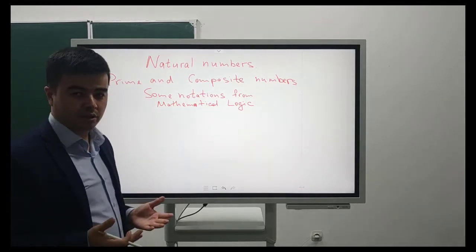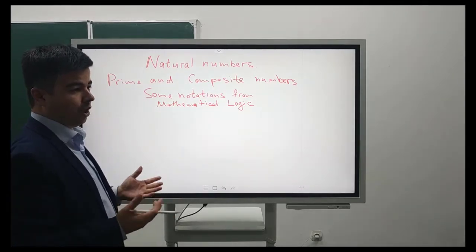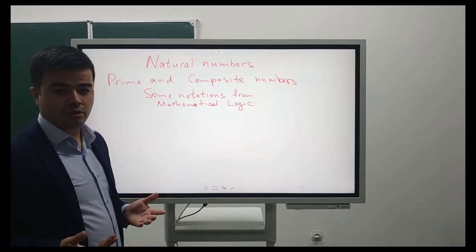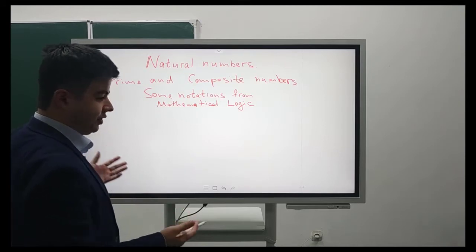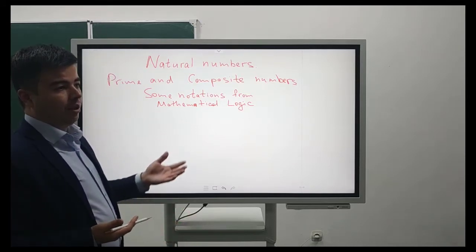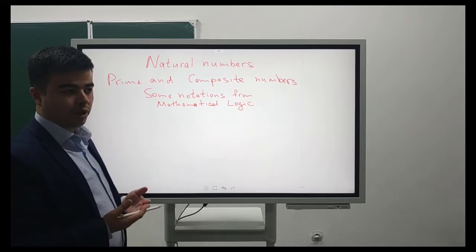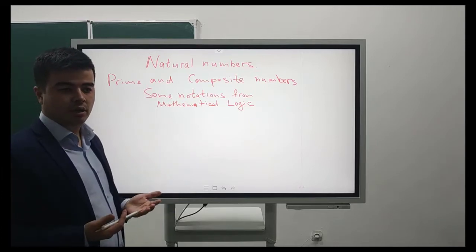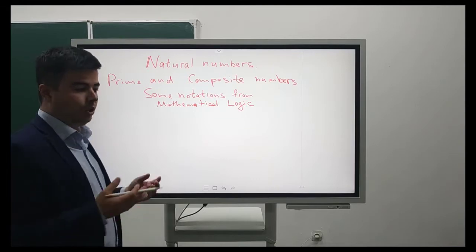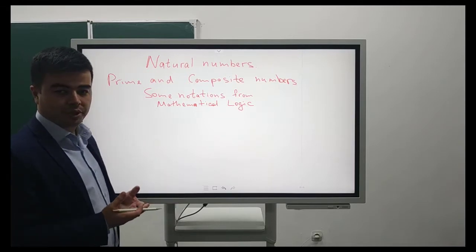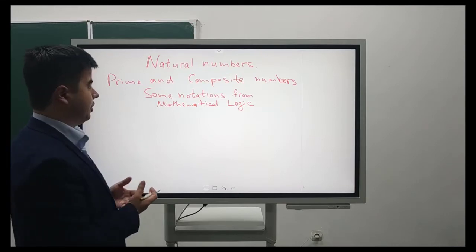What is a natural number? Natural numbers are the numbers we can use to count. For example, we can say one apple, or 2 apples, or 3 apples, yeah? We cannot say -1 apple or 0 apple. The numbers which we use to count, we call natural numbers.